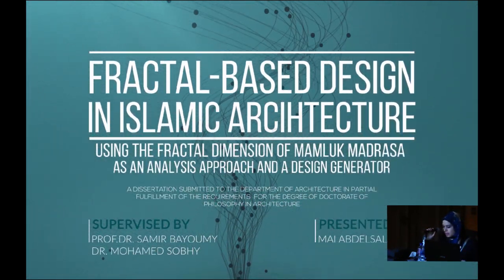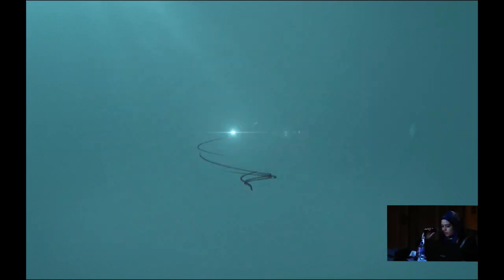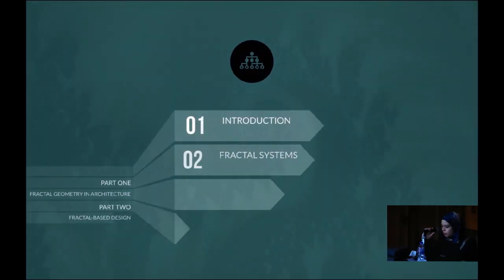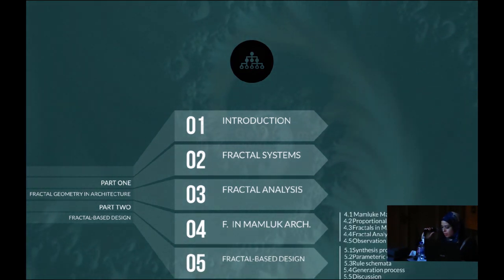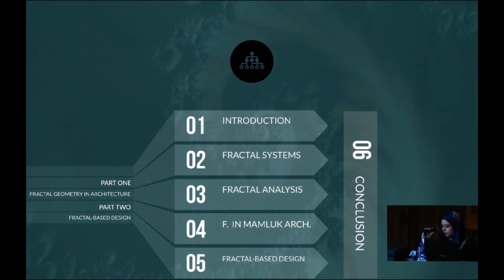Design in Islamic architecture. Thesis structure. The thesis is divided into two main parts. The first part is composed of chapters 2 and 3, the literature review and the theoretical background, while the second part, chapters 4 and 5, represents the practical implementation of the fractal geometry through the study of the Mamluk Madrasas, followed by the conclusion chapter.